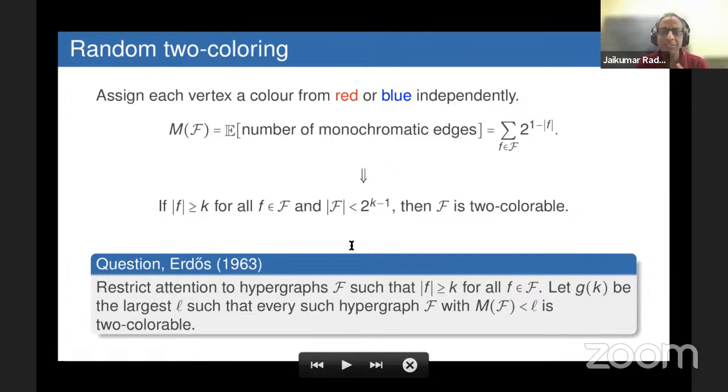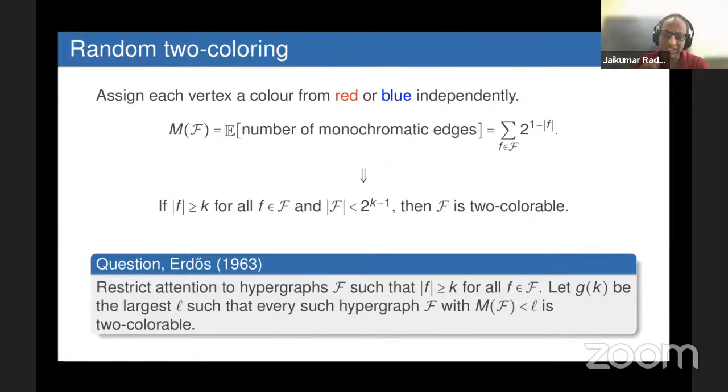So suppose the answer for, say, 10 is true. That is, any hypergraph where the random coloring leaves less than 10 edges monochromatic is also two-colorable using another coloring. Suppose this statement was true. Then we could ask, what about 11? What about 12? What about log k? What about square root k?